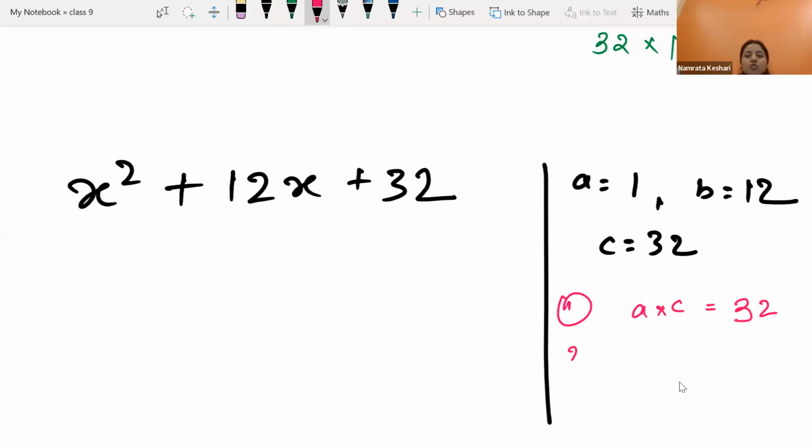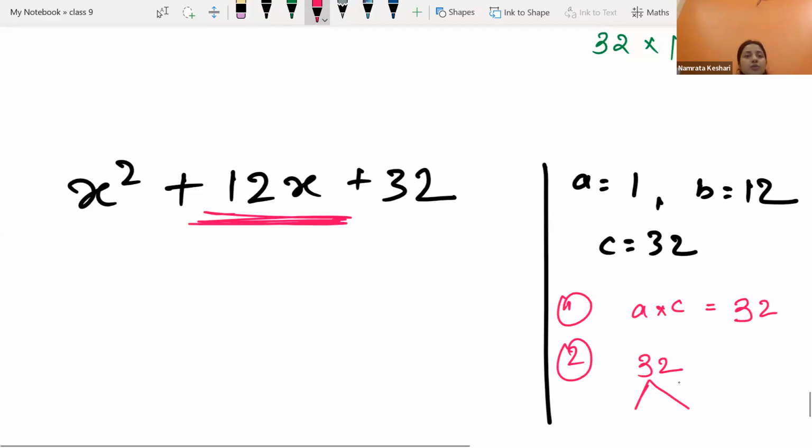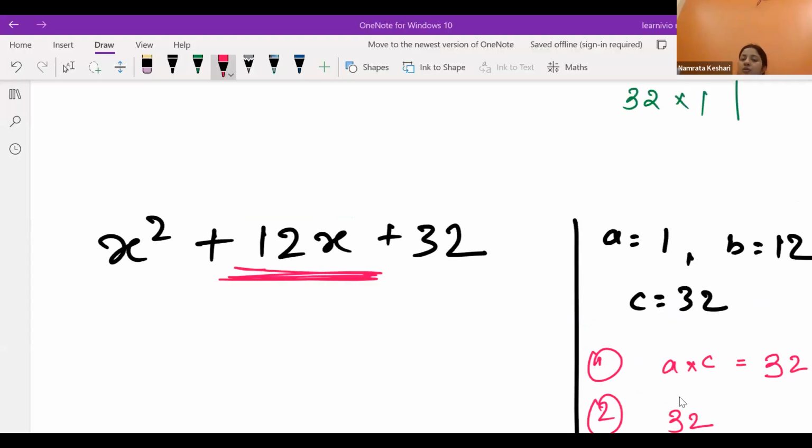Now step 2 is to split this 32. That means factorize this 32 by using two numbers. But those two numbers added together or maybe subtracted together must give us our middle term, that is 12. Okay, 12. Just focus on 12. So far, is it clear to all of you? Yes, ma'am. Okay, just focus on this 12.